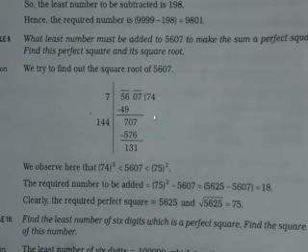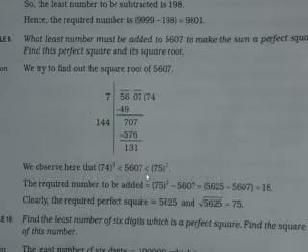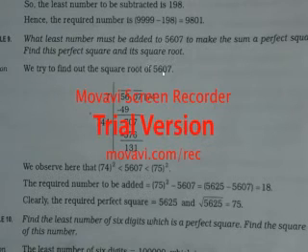You can see over here 5607 is greater than 74 square and less than 75 square. Okay, so from 75 square we will be subtracting 5607 to know the number which should be added to it to make it a perfect square. So you can see here how the long division has been done. We try to find the square root of 5607.